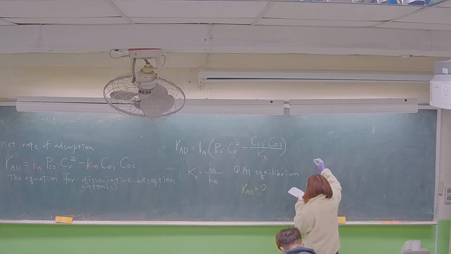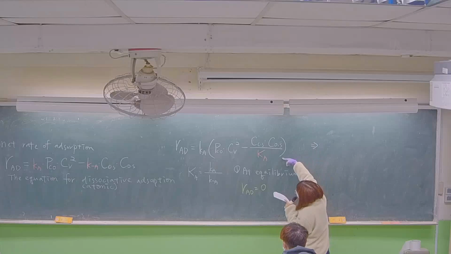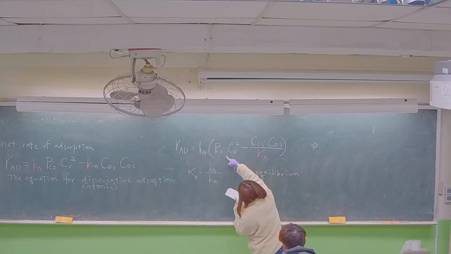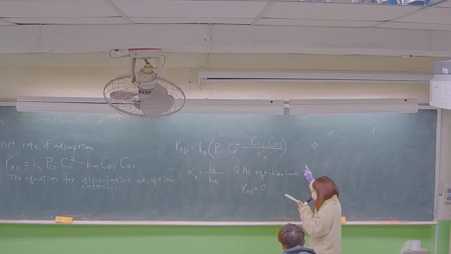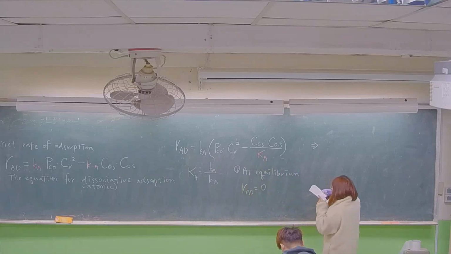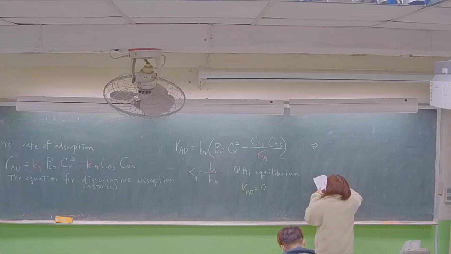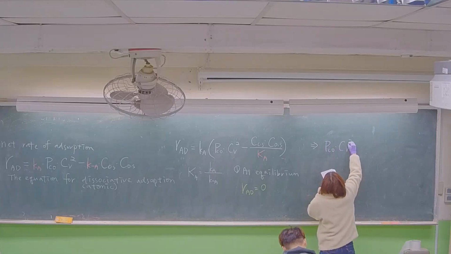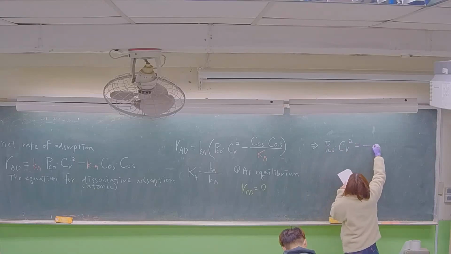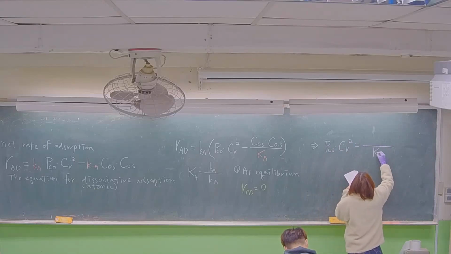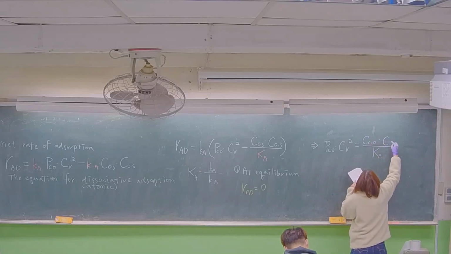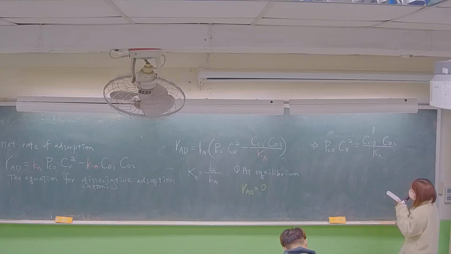So this one equals 0. This one equals 0. So this one equals this one, right? So P_CO C_V squared.